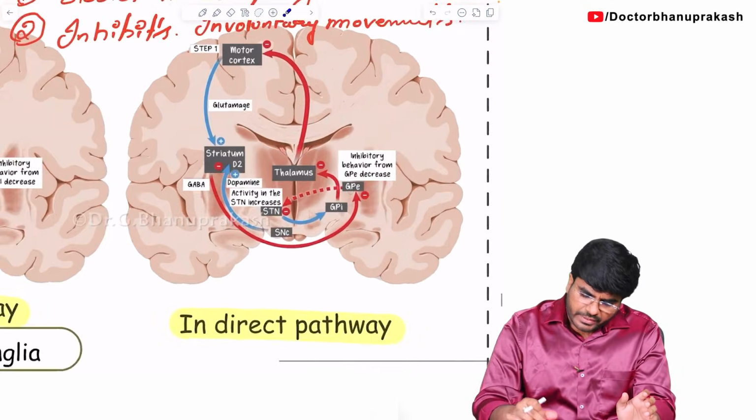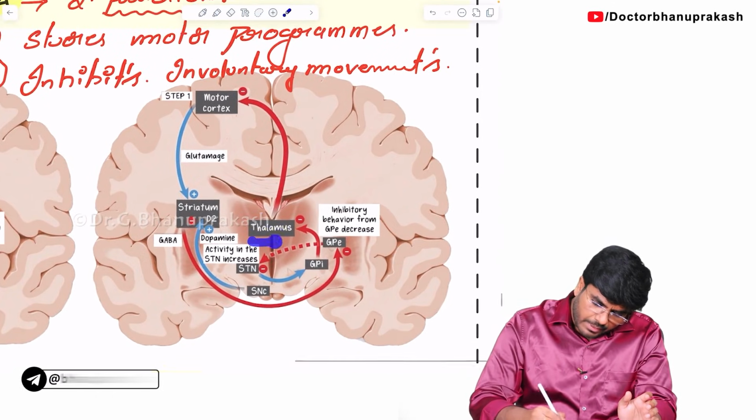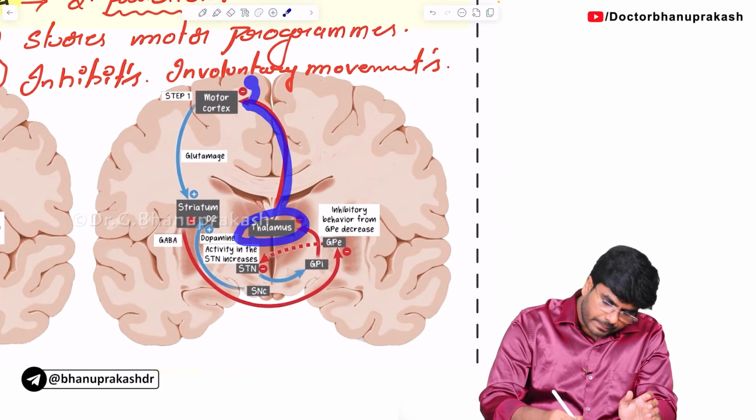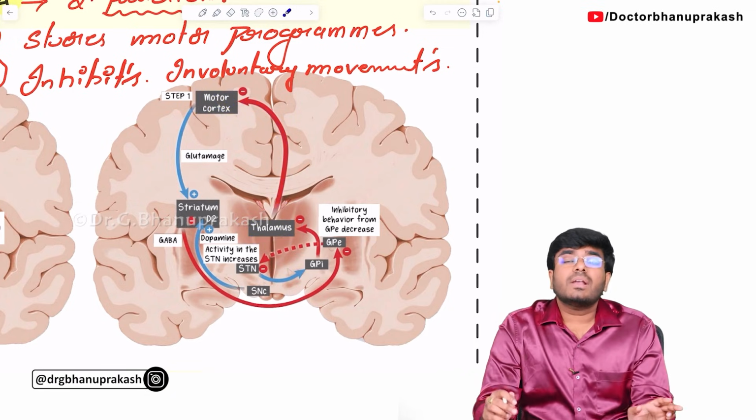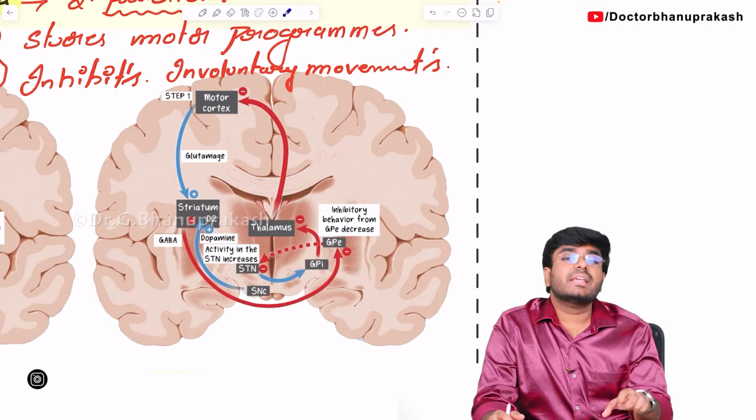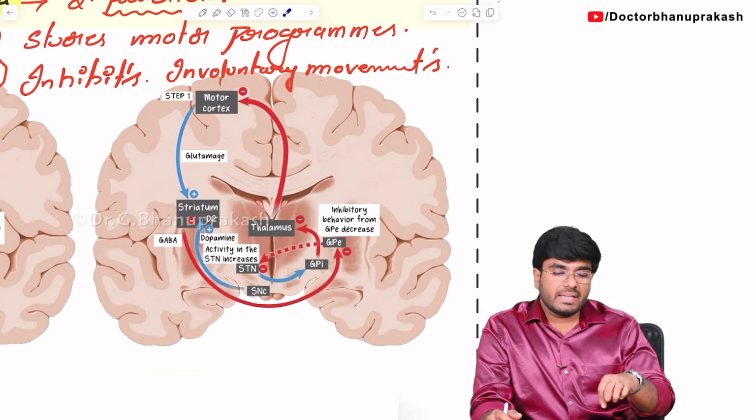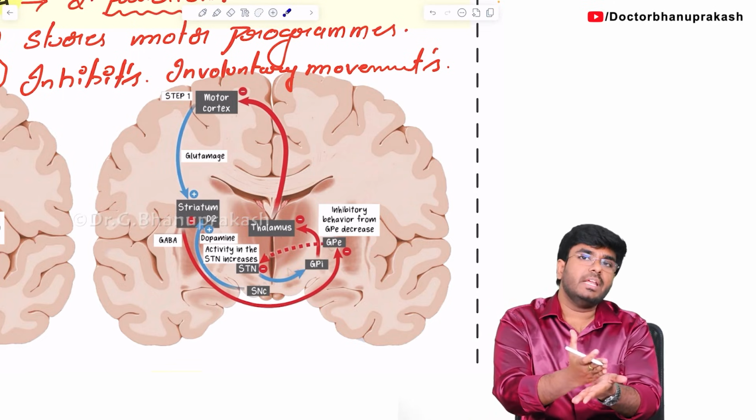And what about the indirect pathway? Look carefully here. In the indirect pathway, look at the final step. The thalamus is inhibiting the motor cortex. The motor cortex is getting inhibited. So what are the direct and indirect pathways? They are just like an accelerator and a brake. One is the accelerator for the movement. The other is going to brake the movement, or inhibit the movements.